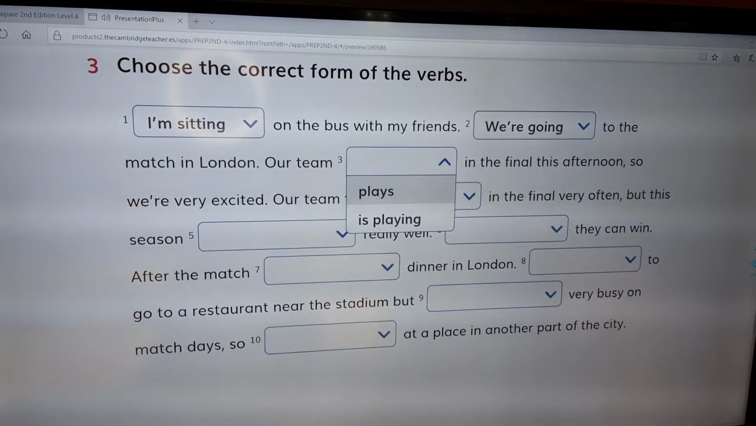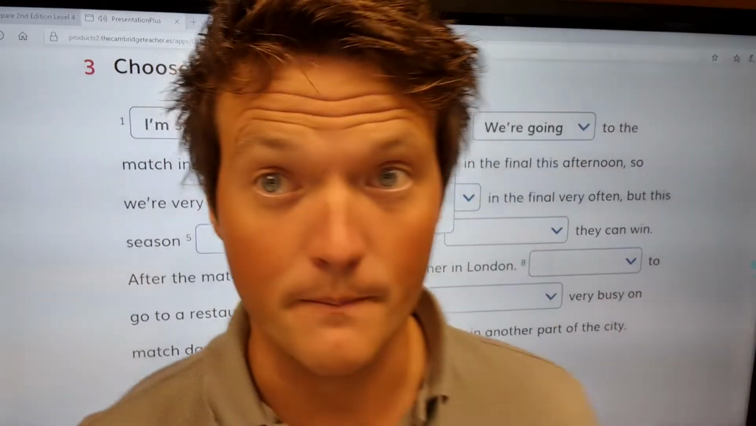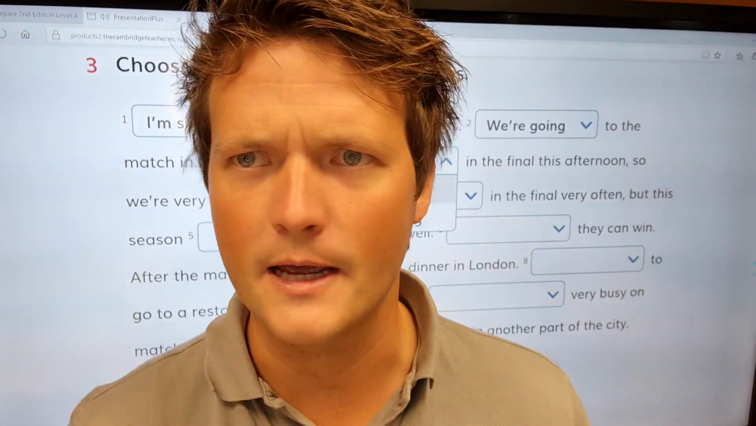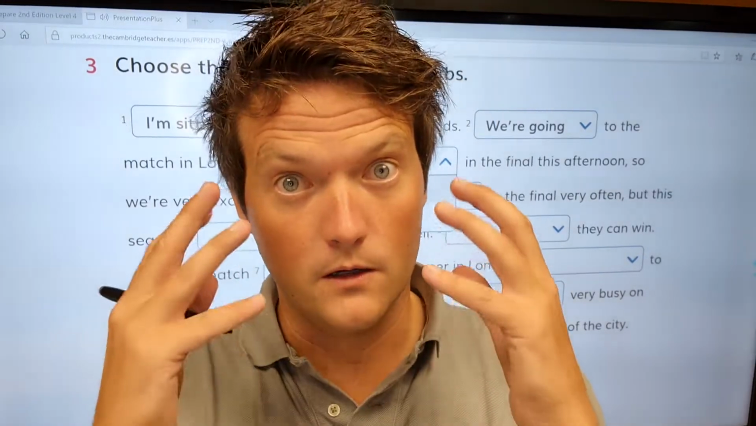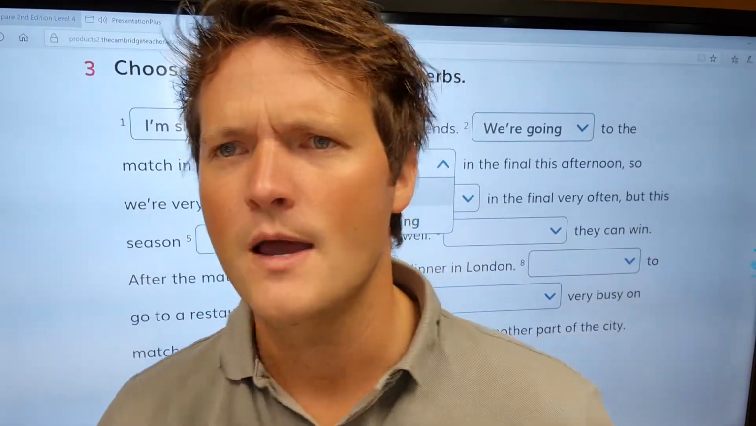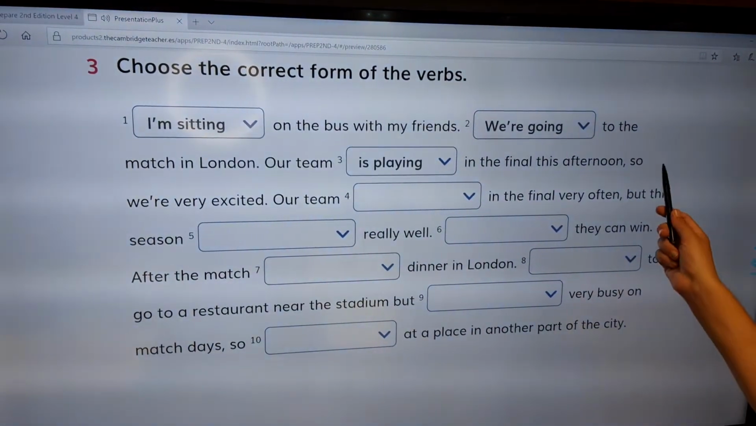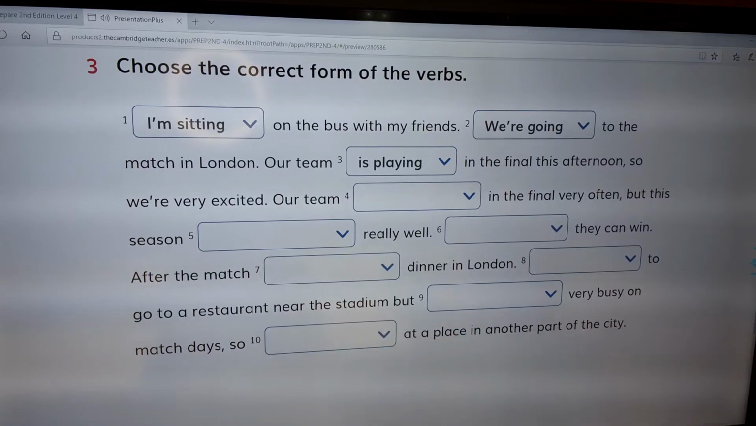Our team plays or is playing in the final this afternoon. That's something that's definitely going to happen, right? We are going to London. Why? Because something is going to happen this afternoon. Our team is playing in the final this afternoon, so we are very excited.